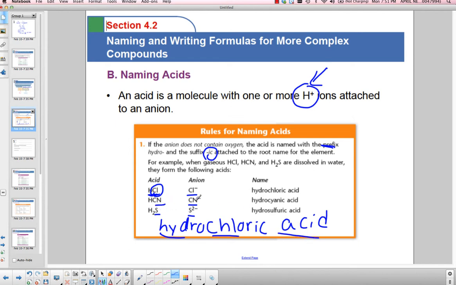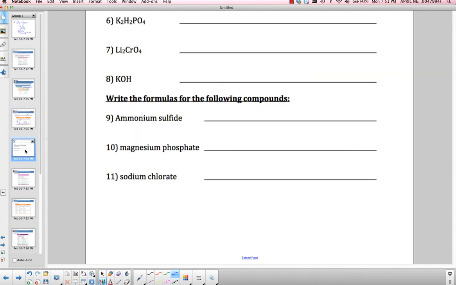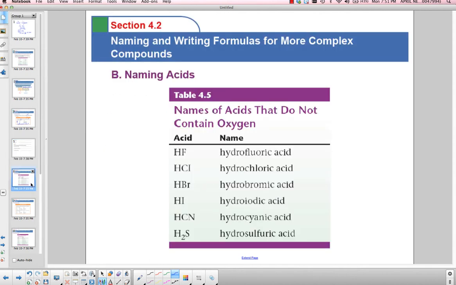And notice here we have a cyanide, so you would just name it hydrocyanic acid. Same with this one, hydrosulfuric acid. So let's look at a couple more. So these are just the simple binary acids. Okay, well, that was supposed to be a review here. So here's just a couple more.